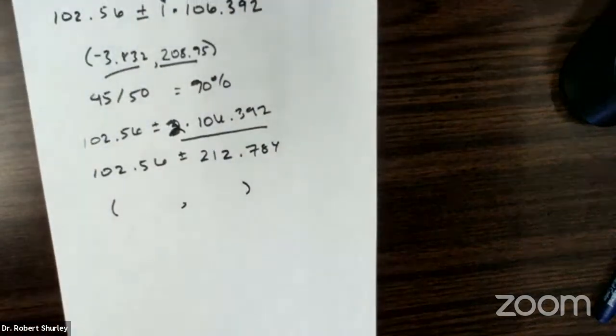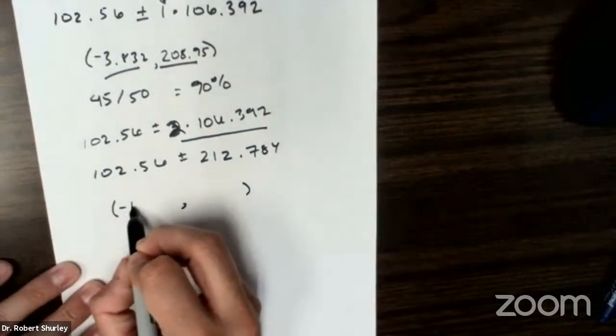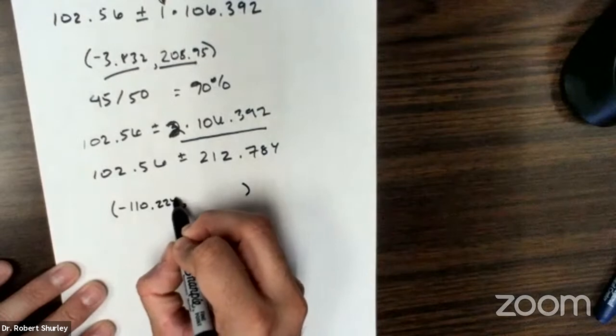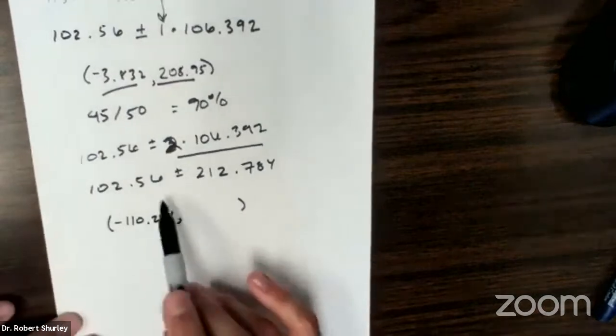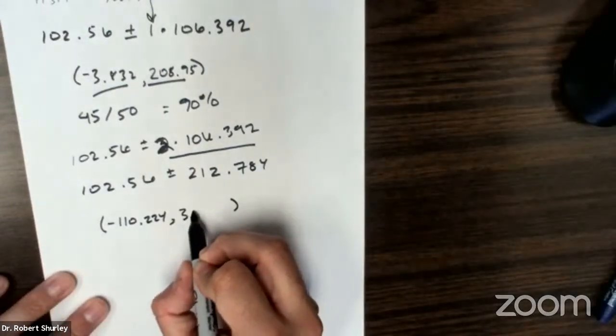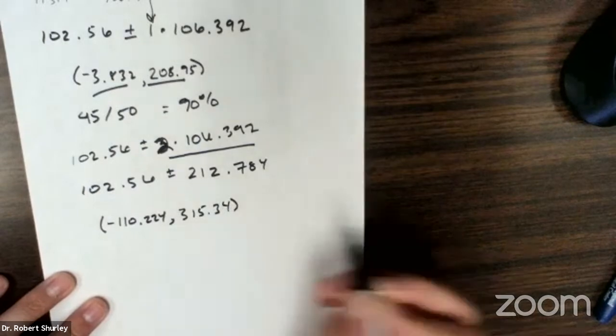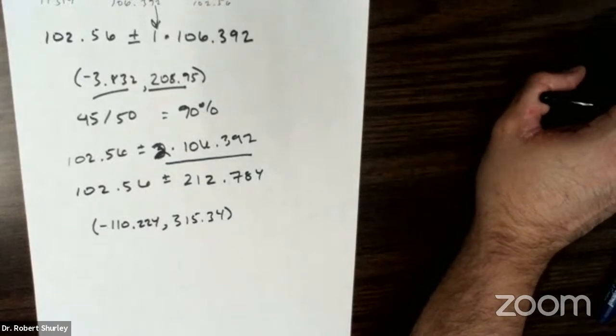Okay, so 102.56 minus 212.784. That's going to be negative 110.2. Now, in reference to this question, the least amount of stores you can have is 0, right? But theoretically, if we do standard deviations, it's going to be negative 110. Now we want to add those. So 102.56 plus 212.784, I get 315.34.